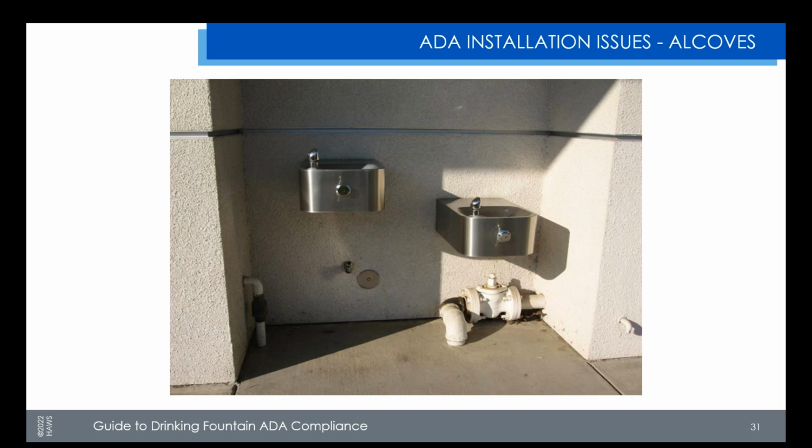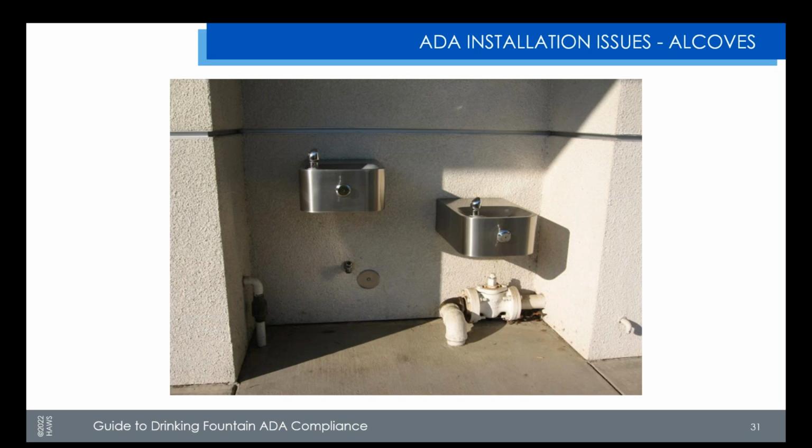Here we have an ADA installation issue. This is a drinking fountain that we found out in the wild, as Justin likes to say. It was at a local school, and our clear floor space is obstructed, making this non-compliant. We have what we're told is a gas valve under that low side drinking fountain, and it's obstructing our toe and knee clearance and our clear floor space under that unit. And we would have to do a tear out and a redesign in order to make this compliant.